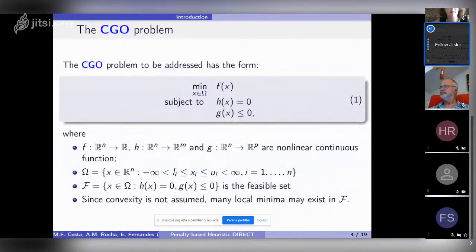The CGO problem has this form here, where the objective function and the constraint functions are nonlinear continuous functions. Omega is the set defined by the bound constraints on decision variables, and F is the feasible region of this problem. Since convexity is not assumed, many local minima may exist in the feasible region of the problem.